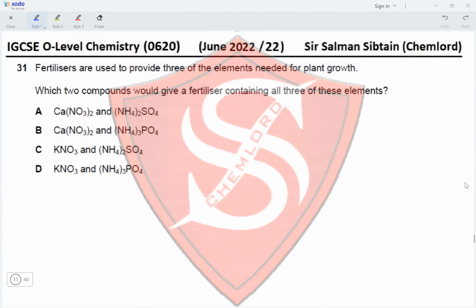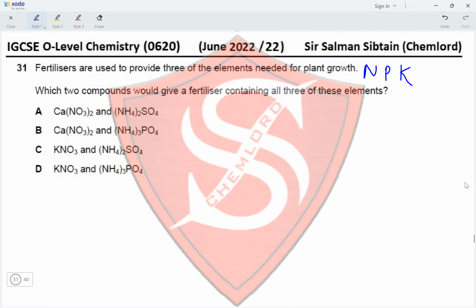Hi guys, this is IGCSE O-Level Chemistry, Paper 22, Extended MCQs, June 2022, question 31. Fertilizers are used to provide three of the elements needed for plant growth. These three elements being nitrogen, phosphorus, and potassium. Which two compounds would give a fertilizer containing all three of these elements?